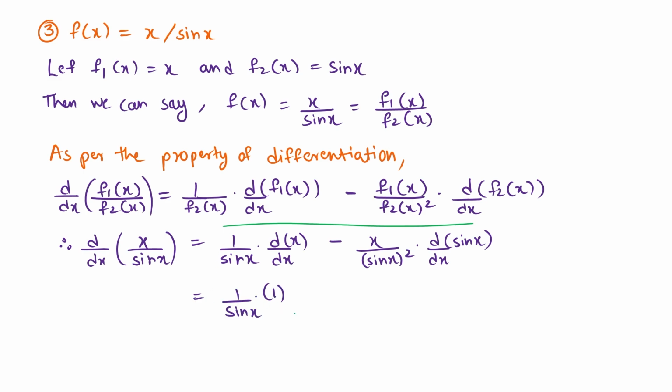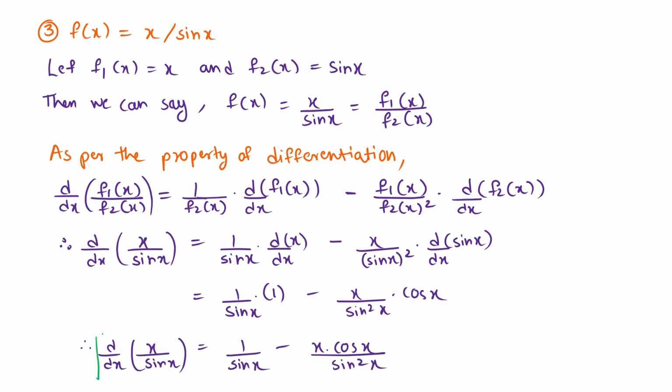So 1 upon sin x into 1 minus, and x by sin square x is a constant term, and if we find d by dx of sin x, it comes out to be cos x. So we would get minus x upon sin square x into cos x, which gives us the final equation where we calculate the derivative of the combined function x upon sin x, which comes out to be 1 upon sin x minus x dot cos x upon sin square x. So this was the final answer for the third sub question of numerical number 5.